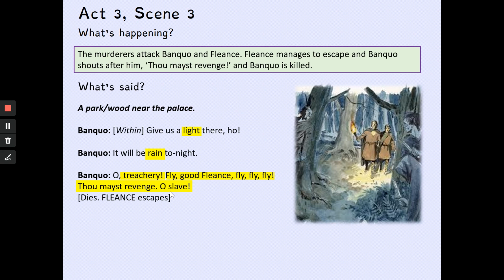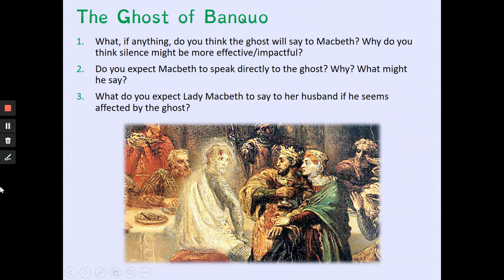But maybe one thing that Macbeth is a slave to is the witches. Another thing could be that he's a slave to his own ambition or to his wife. So he's really undermining Macbeth here. He dies, Fleance escapes. Act 3, Scene 3, done.